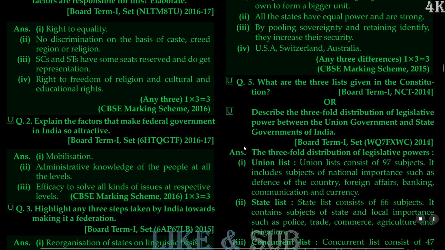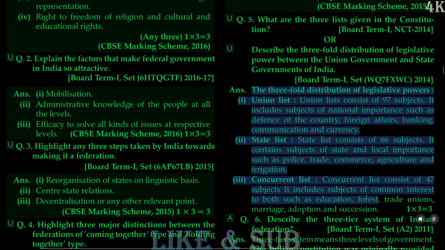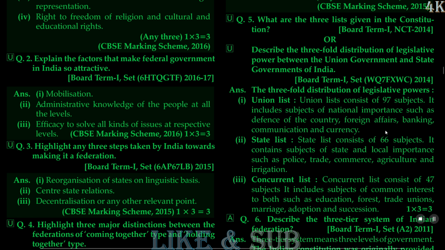Describe the threefold distribution of legislative power between the Union government and state governments of India. The threefold distribution of legislative powers. 1. Union list. Union list consists of 97 subjects. It includes subjects of national importance such as defense of the country, foreign affairs, banking, communication, and currency.